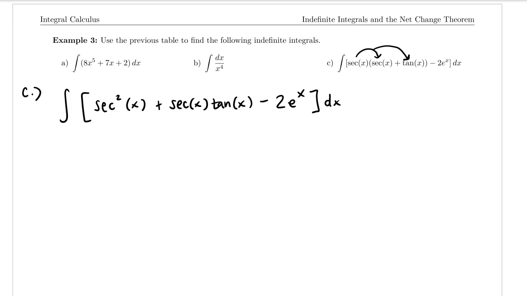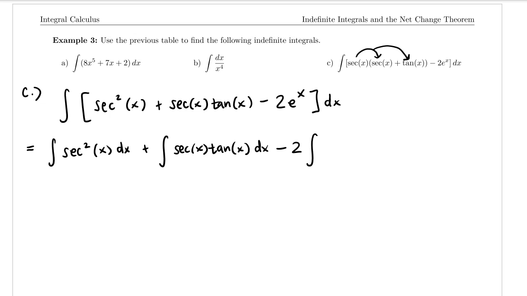From here, we learned previously about a property of integrals that would allow me to split this up into 3 separate indefinite integrals. So this is equal to the integral of secant squared x dx plus the integral of secant of x times tangent of x. And then in my next integral, I can factor out the minus 2 outside of my integral, and then I have e to the x dx.